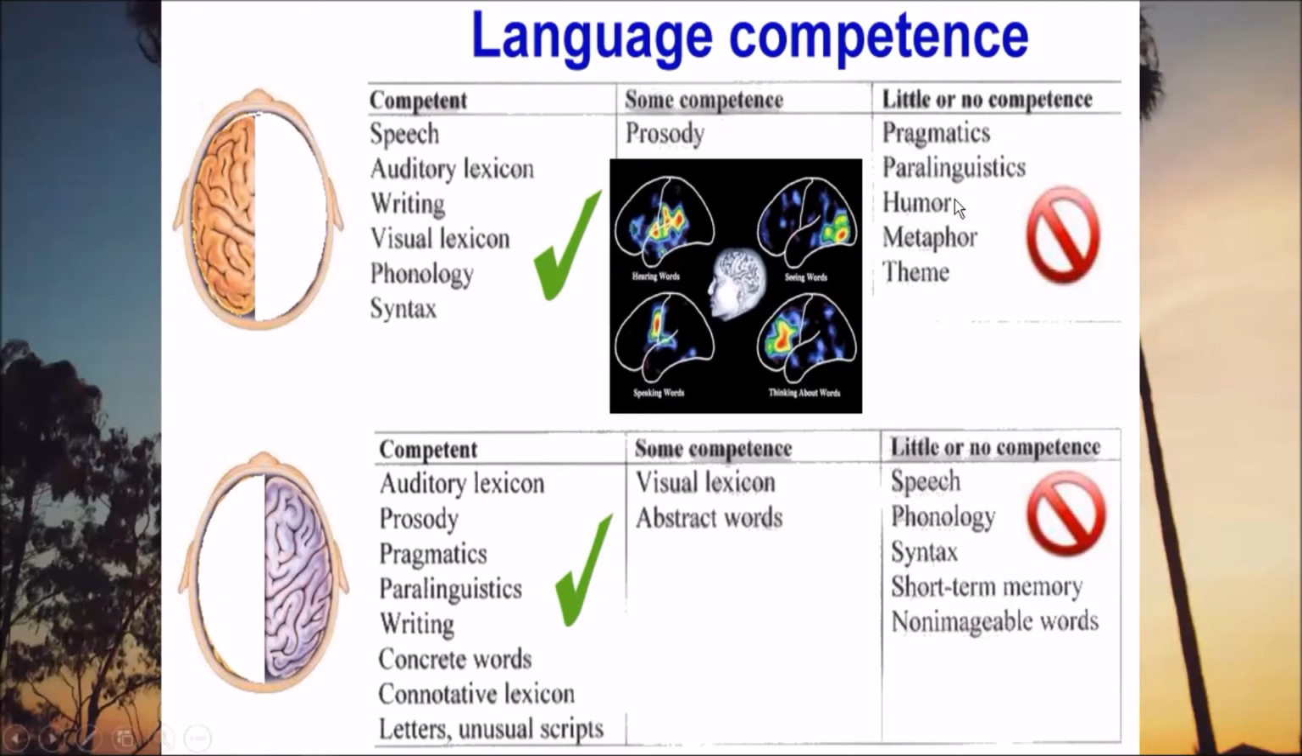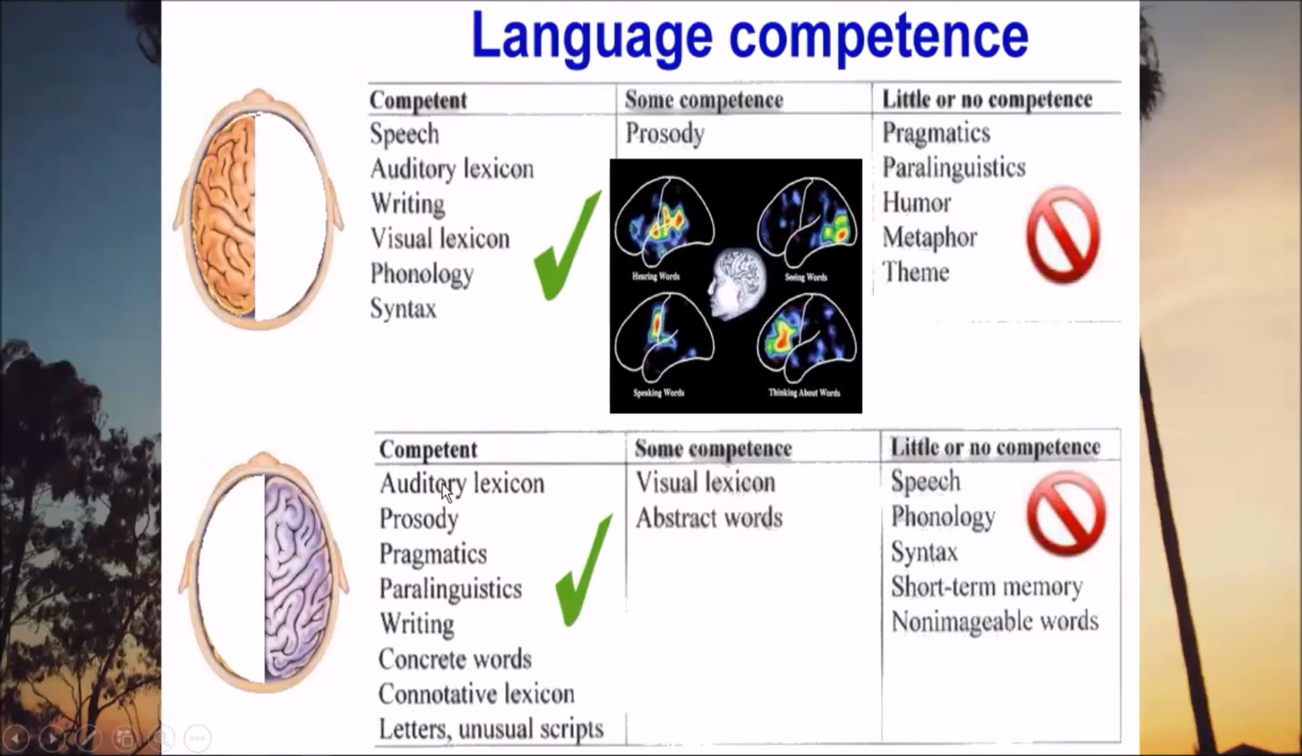Paralinguistics is the sounds you make around language to help flow. They have trouble with humor, metaphor, and theme. They don't have that contextual information, that narrative processing. That's a configural ability. And so the left hemisphere is great in parsing the parts, but not the wholes. So it's the local versus the global, and you'll see that dichotomy again.